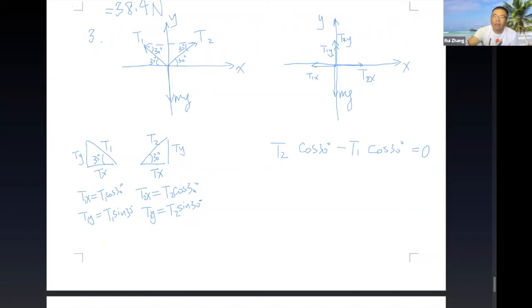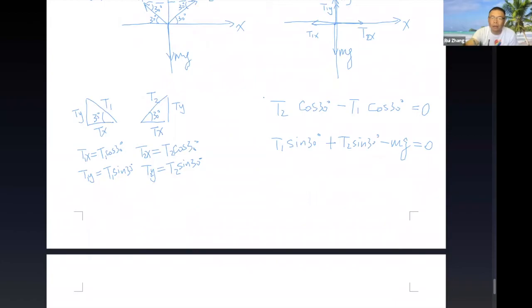On the y direction, same thing. You have T1y and T2y. So it's T1 sine 30 plus T2 sine 30 minus mg. So these are two components given by these two formulas, minus mg equals 0. So these are our two equations from the x direction and y direction.